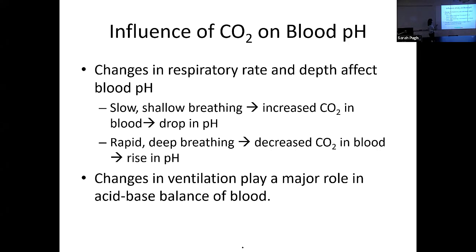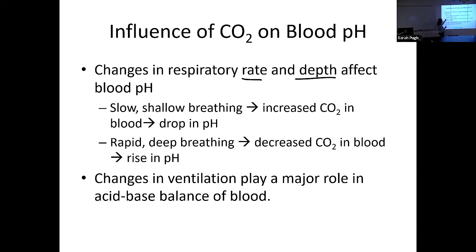Now, CO2 can influence, other than pH, some other things within your respiratory system, particularly the rate and the depth of breathing. We also know that the rate and depth of your breathing can definitely affect your blood pH because it's influencing the amount of CO2 that's left in your body.